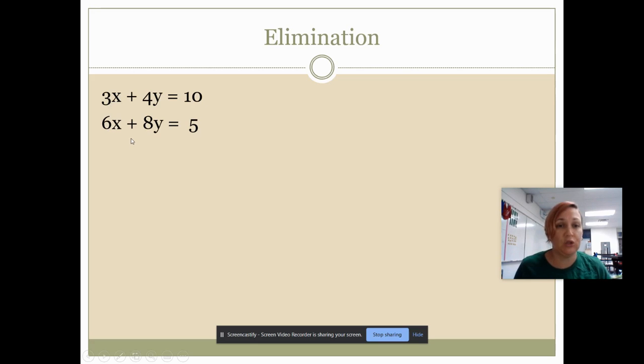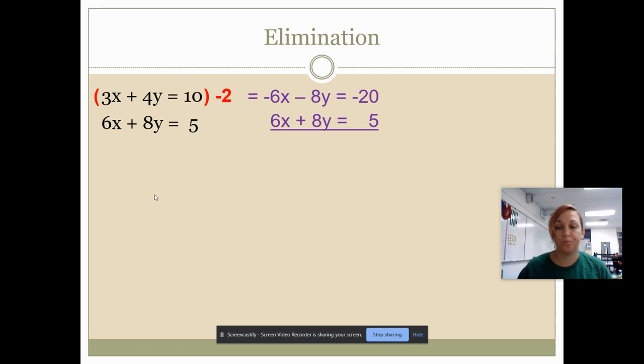So I'm not going to times by 2. I'm going to times by negative 2. Don't forget on elimination to distribute your negative 2 to all three terms. So it'll turn into a negative 6x, a negative 8y, and a negative 20. So make sure to distribute to everything. In this example, I don't need to multiply the second equation, so I'm just going to stack it underneath. Now, when you get a special case in elimination, what will end up happening is instead of eliminating one variable, you're actually going to eliminate both variables. Now, don't stop here. You have to keep going.